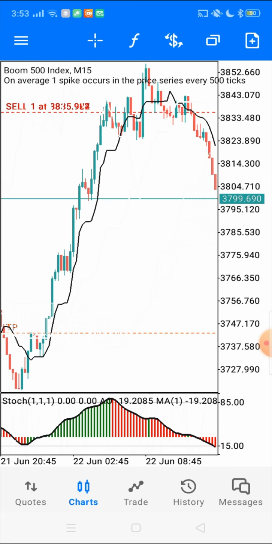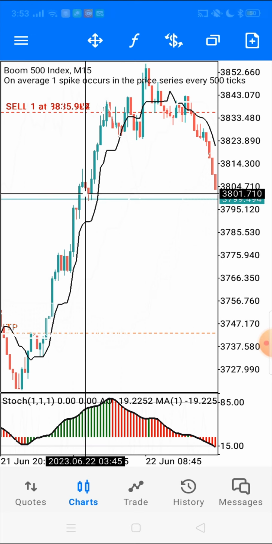You can see we have our Ichimoku indicator on the main chart. We also have other indicators in the indicator window. I'll show you the settings of these indicators, but first, before I show you the settings, I need to show you what you do with these indicators.